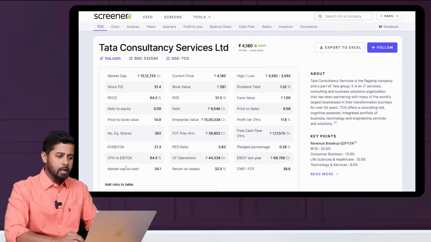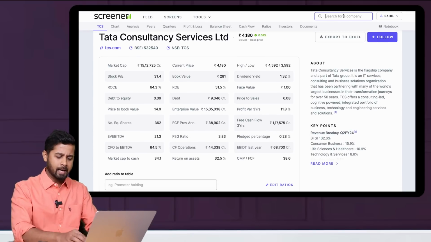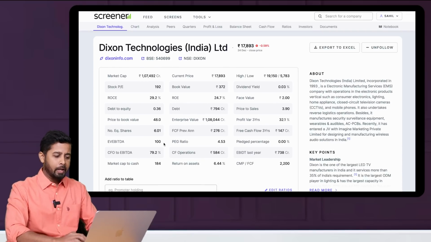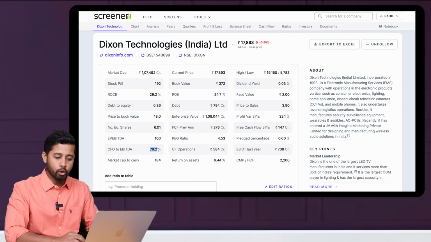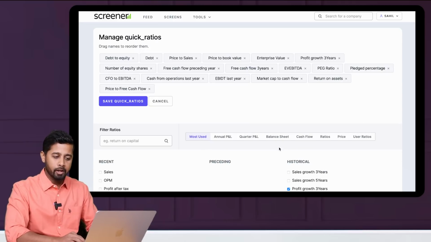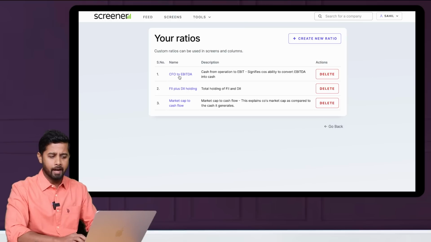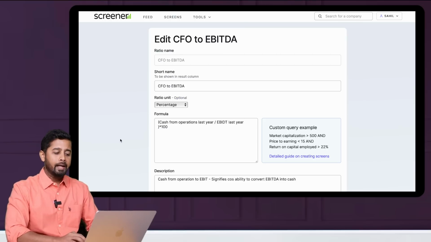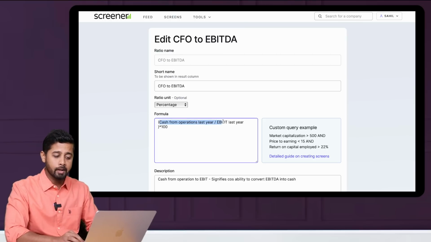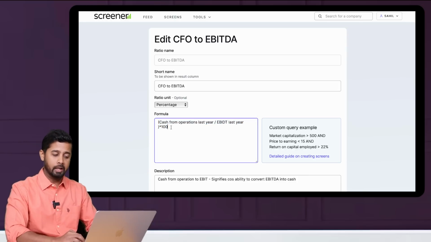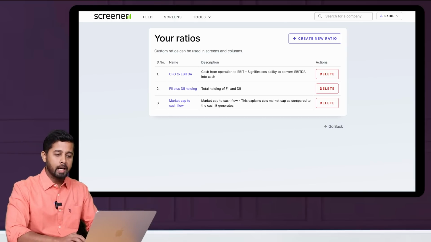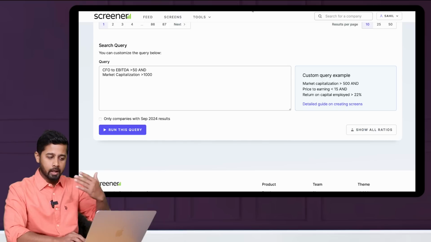I'll quickly show you. So here, let's take an example. Let's say Dixon Technology. It has got a CFO to EBITDA of 79.2. How do you do that? Just click on edit ratio. Just go down, click on this create new ratio. You can see I've created this CFO to EBITDA. It is cash from operation last year divided by EBITDA last year multiplied by 100. Okay, and if you run this query, you get all the companies that have got CFO to EBITDA.